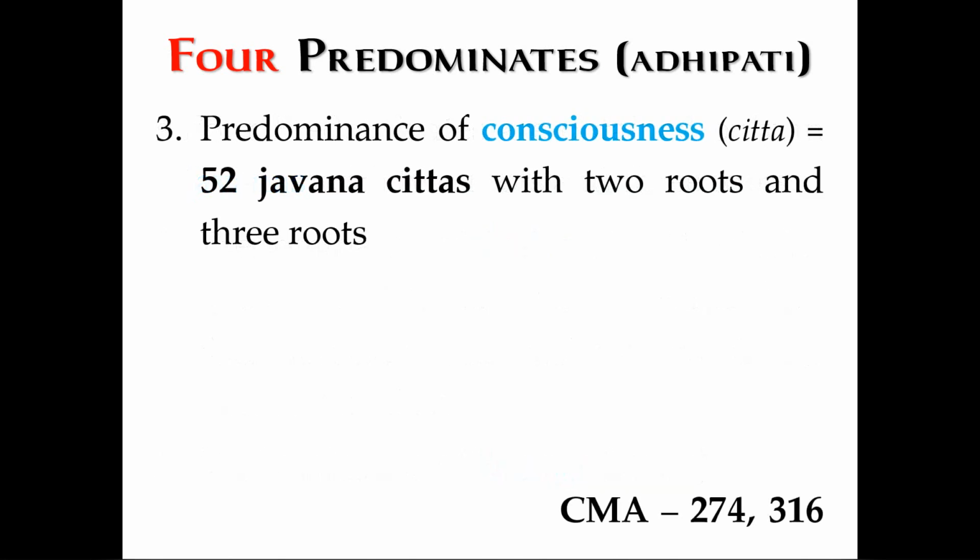Next one, predominance of consciousness, or predominance of citta. Actually, it's not very right to translate it as consciousness. It is predominance of the mind. We can say mind, citta. According to Abhidhamma, these are the 52 javana chetas with 2 roots and 3 roots. We have 55 javana chetas. Among them, one-root chetas and no-root chetas are very weak, so we exclude them. So only 52 javana chetas.